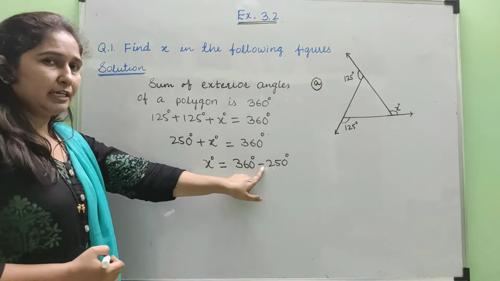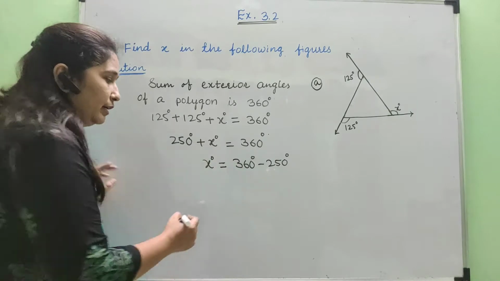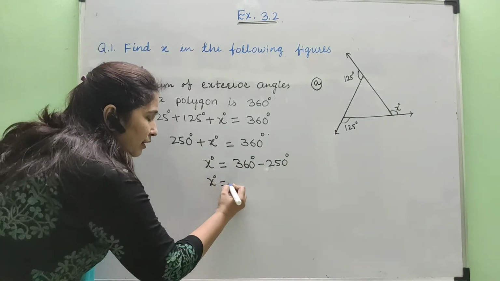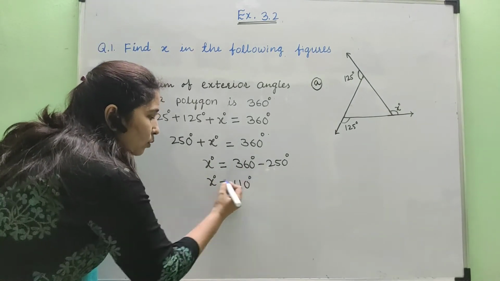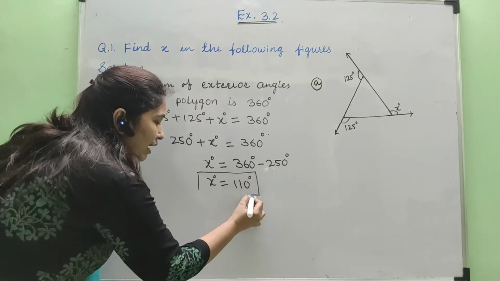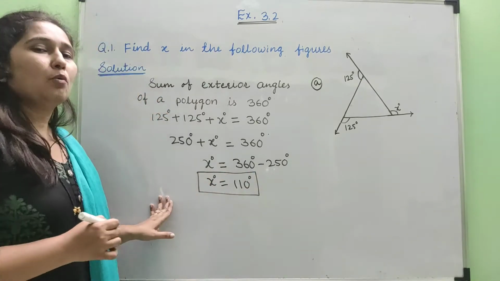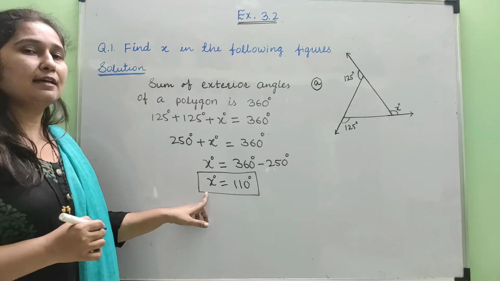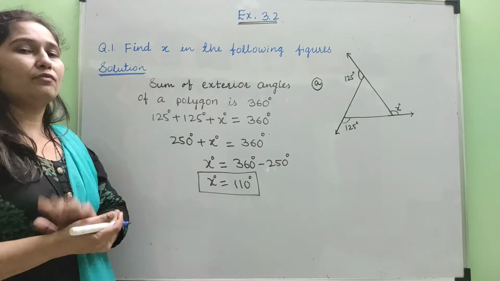Its sign will get changed. It will become minus 250 degree. And when you subtract it, you will get 110 degree. So value of x, we got 110 degree. This is the exterior angle of the given polygon.